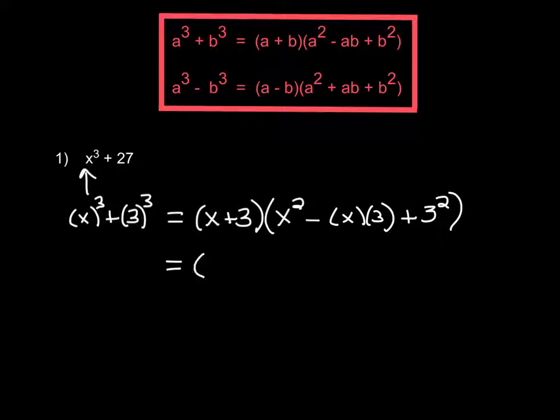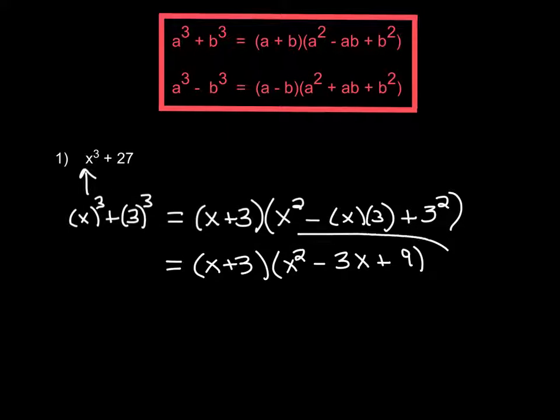I'm just going to go through and make this look a little prettier. The x plus 3 I'll bring down, there's nothing I can do with that. The x squared I can't do anything with, so I'm going to bring that down. Bring down the subtraction sign. X times 3, we usually write that as 3x. And then plus 3 squared is 9. So this right here would be our final answer.